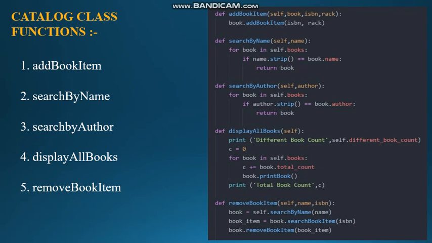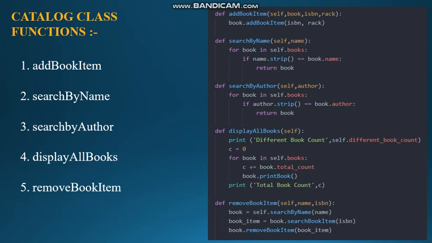So if a particular book is present in the library, it will search and tell us. We can also search a book with the help of its author. So we will use author as an input variable, and if a particular book is present in the library, the search by author function helps us to find that particular book.